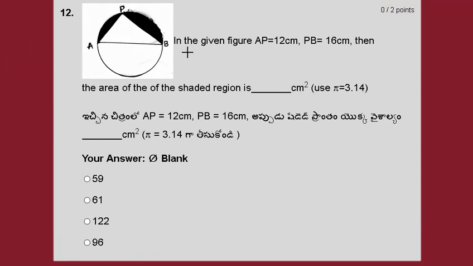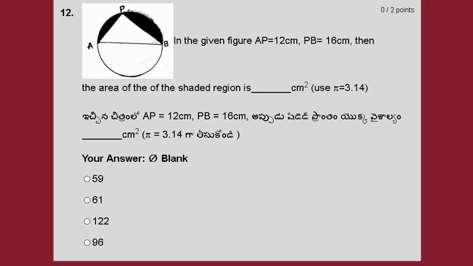This is the next problem. Here in the given figure AP equals 12 centimeters, PB equals 16 centimeters, then the area of the shaded region is dash centimeters squared. To find the area of the shaded region, we need to subtract the area of this triangle from the area of this semicircle.